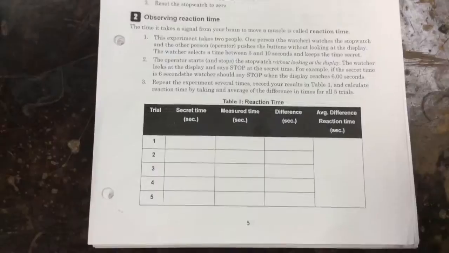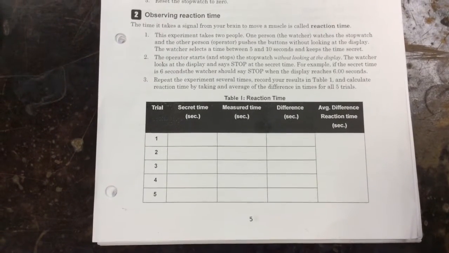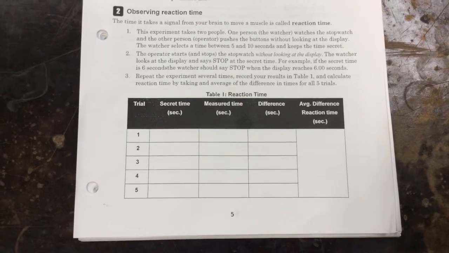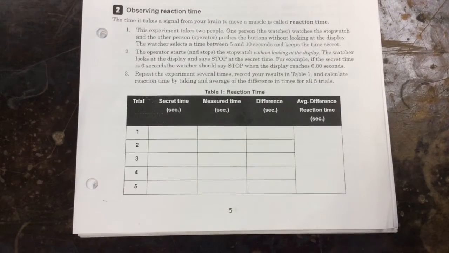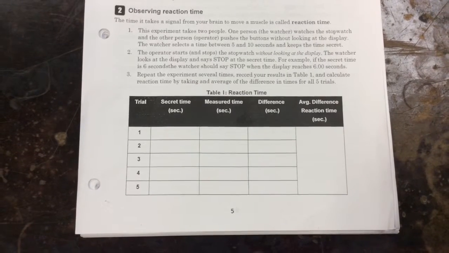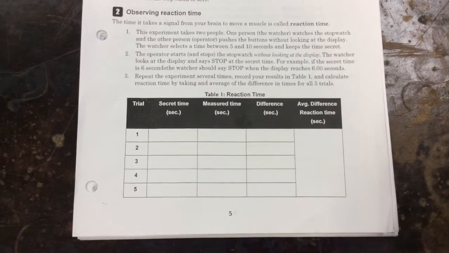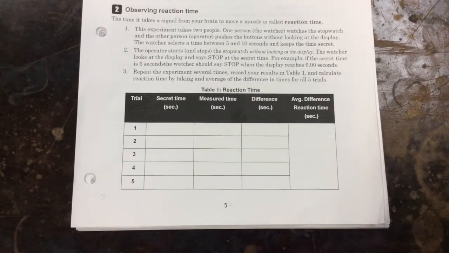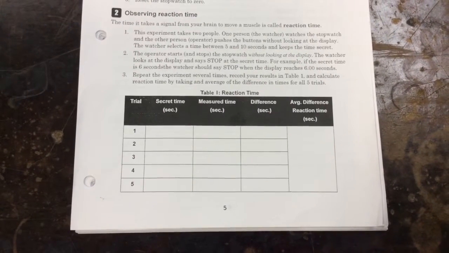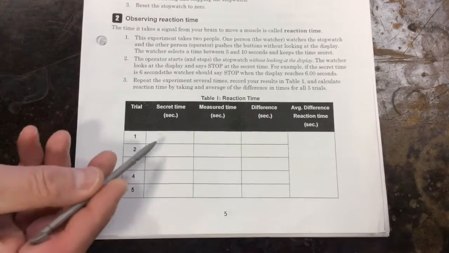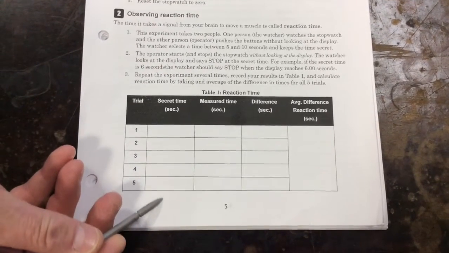All right, the second part of the lab will be taking a look at observing your reaction time. For this experiment, it takes two people. One person is going to be the watcher, and the other is going to watch the stopwatch, and they are the operator. The operator pushes the buttons without looking at the display. So what this means is you're going to give someone else your lab. They are going to write down some times right here in the secret times.